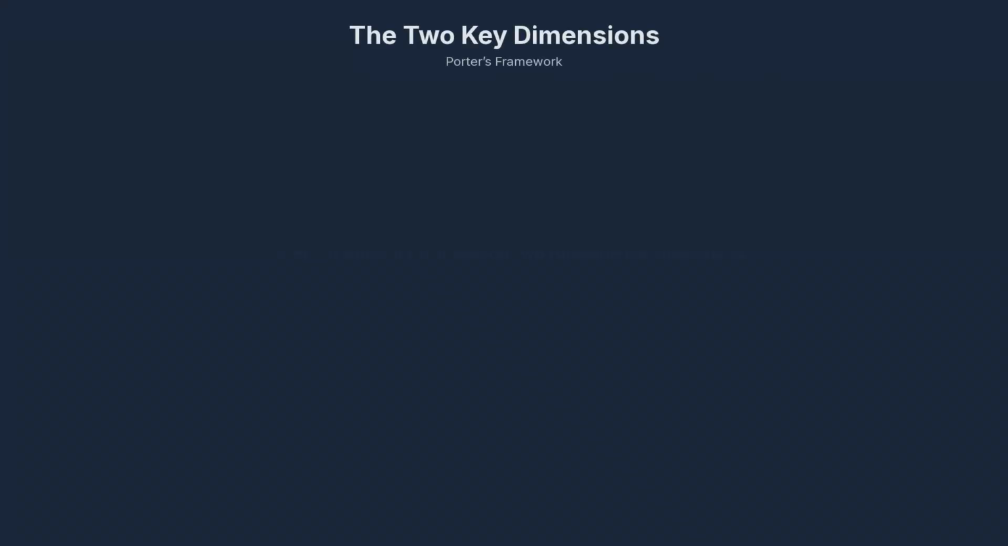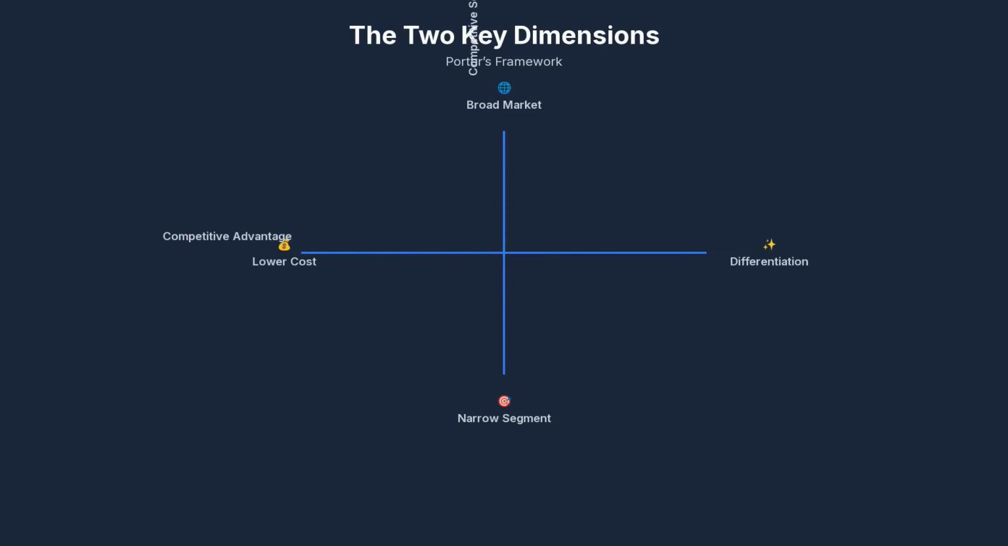Porter's framework is based on two fundamental dimensions. The first dimension is competitive advantage, competing through lower cost or competing through differentiation. The second dimension is competitive scope, competing across a broad market or focusing on a narrow segment. By combining these dimensions, we arrive at the generic competitive strategies.